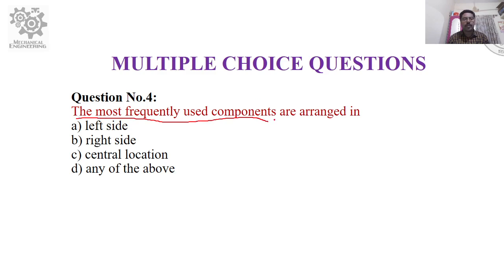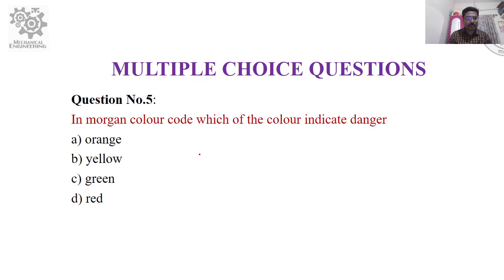The most frequently used components are arranged in: first, left side; second, right side; third, central location; fourth, any of the above. So guess your answers and give good answers.